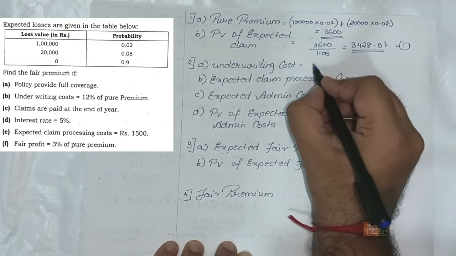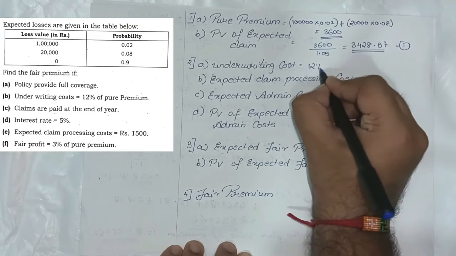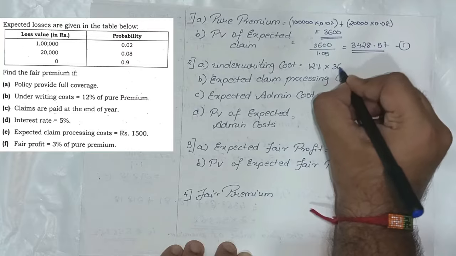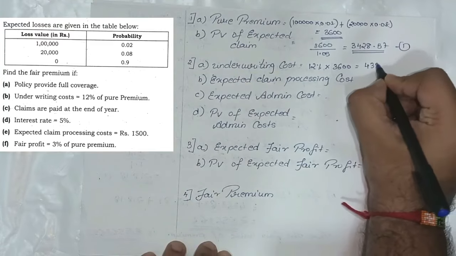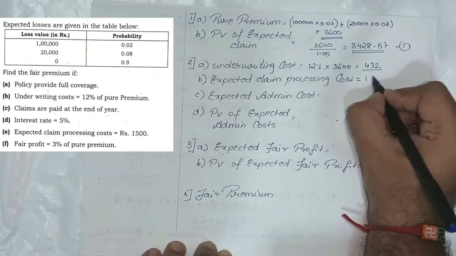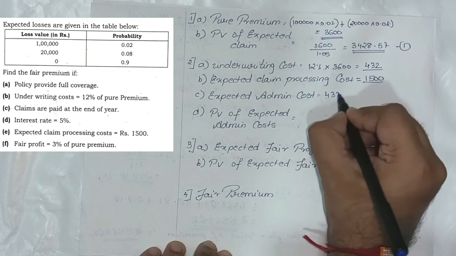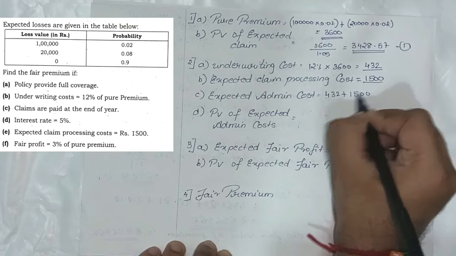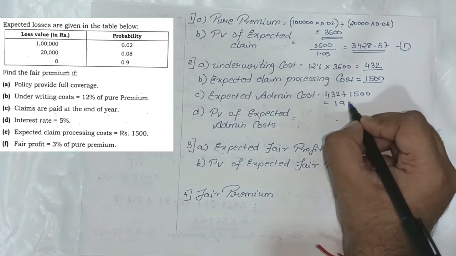Now in the same way, underwriting cost is a percentage of pure premium. In the question it is given as 12% of pure premium, which is 3,600. So on the calculator, 3,600 into 12% comes to 432. So I'm noting it down, 432. Expected claim processing cost is given in the question as 1,500. So your expected admin cost will be 432 plus 1,500, which comes to 1,932.